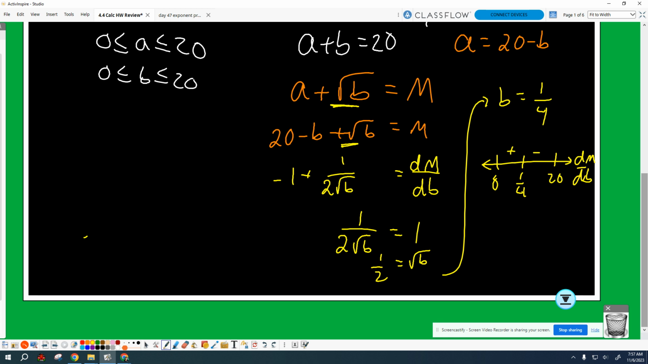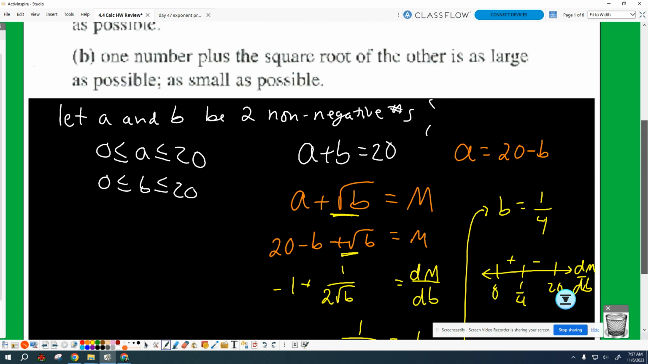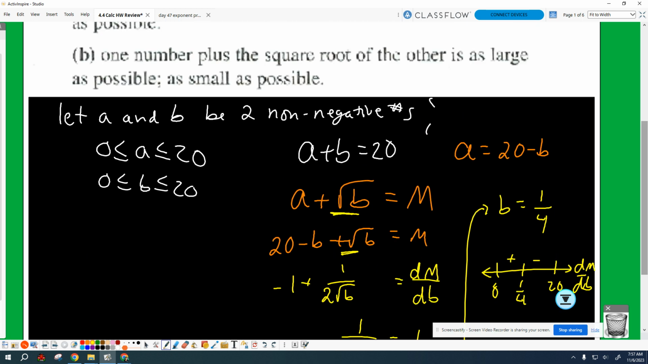So the ridiculous thing they're asking us for, the sum of one number plus the square root of the other, it is maximized when the number being added. Wait, so if B is 1/4, then A is just 19 3/4, right? Right, so that's when it's maximum. Yeah. It also asks for where it is the minimum. I only got one critical point, so it's gotta be endpoints. So probably a 20.